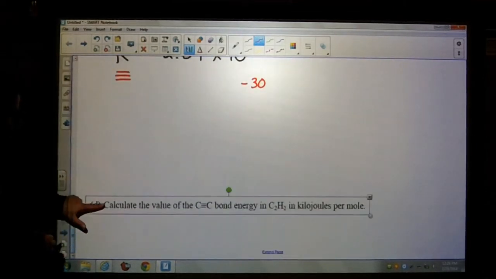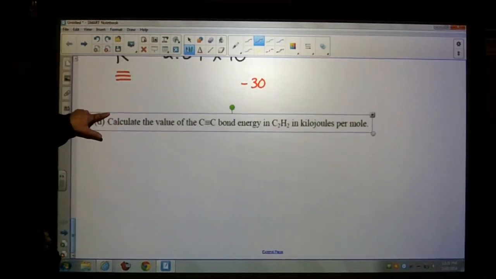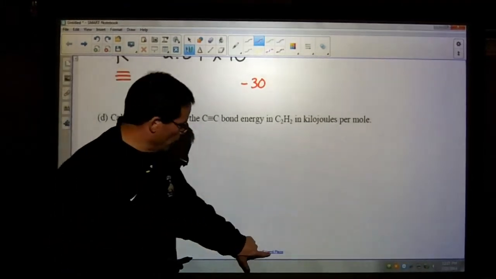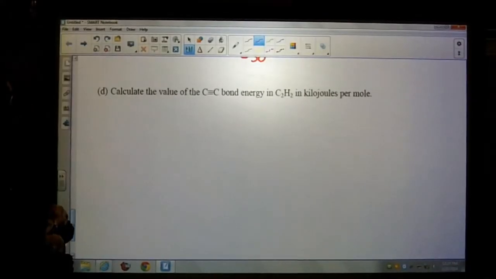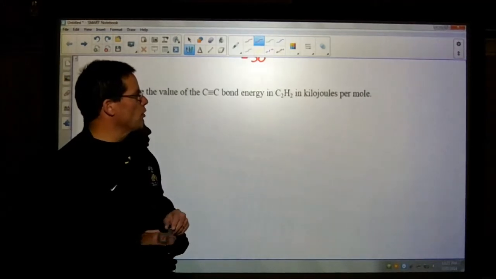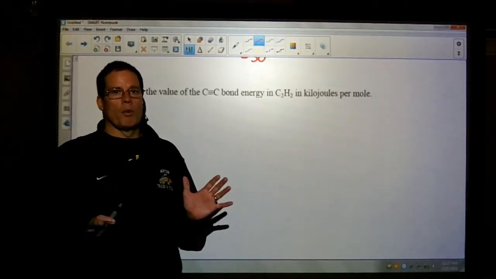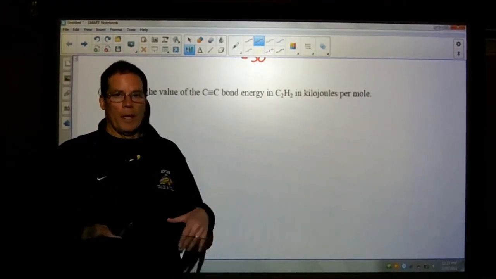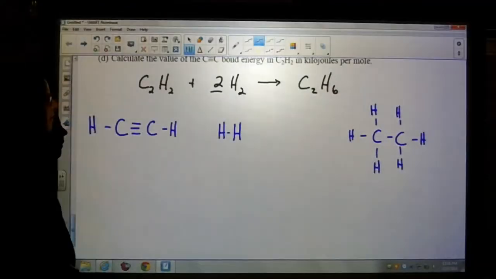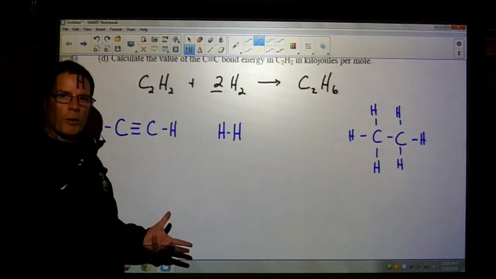All right, so let's look at the last one, which seemed to be the really fun question for a lot of you. The question says, calculate the value for the triple bond in the carbon in the C2H2 in kilojoules per mole. So the first thing you would like to do, probably should do, is write out the Lewis structures for all of these. So I'll do that real quickly. All right, so here we have the Lewis structures.